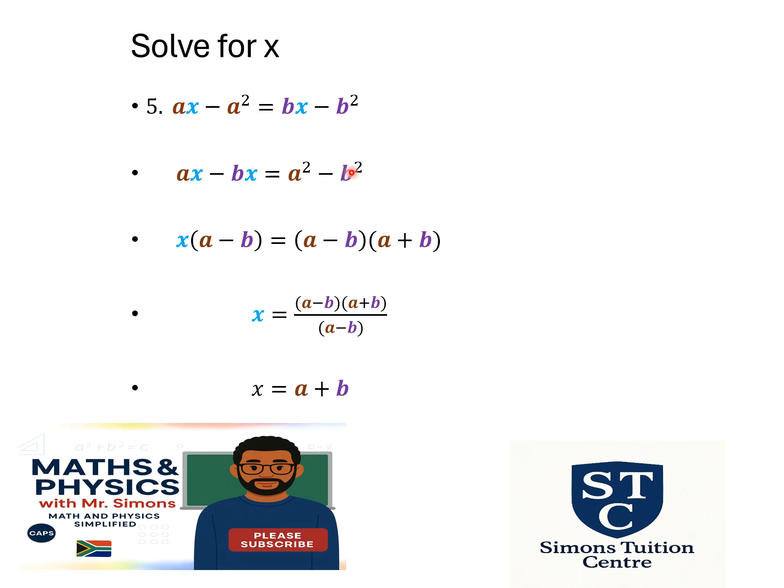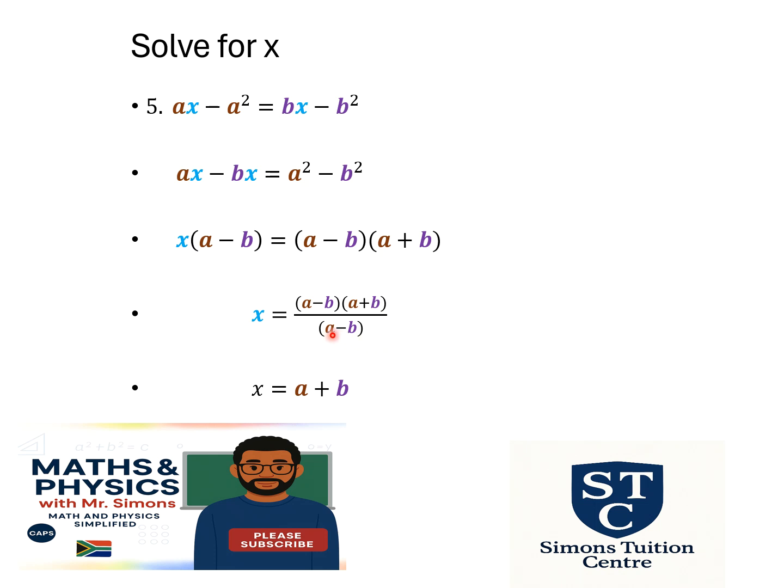a squared minus b squared can be written as a minus b times a plus b. Right? So a squared is a times a. b squared is b times b. The negative can only be negative and positive. So this is from work you have done in grade 9, but in the next video we will look at this more in detail. So from there, x equals a minus b times a plus b, and to get rid of this multiplication, I'm going to use division.